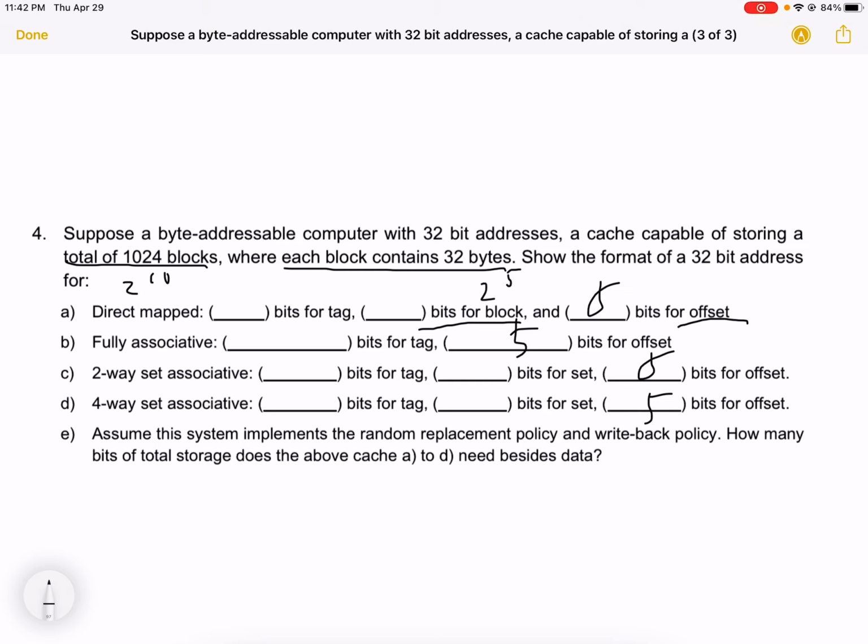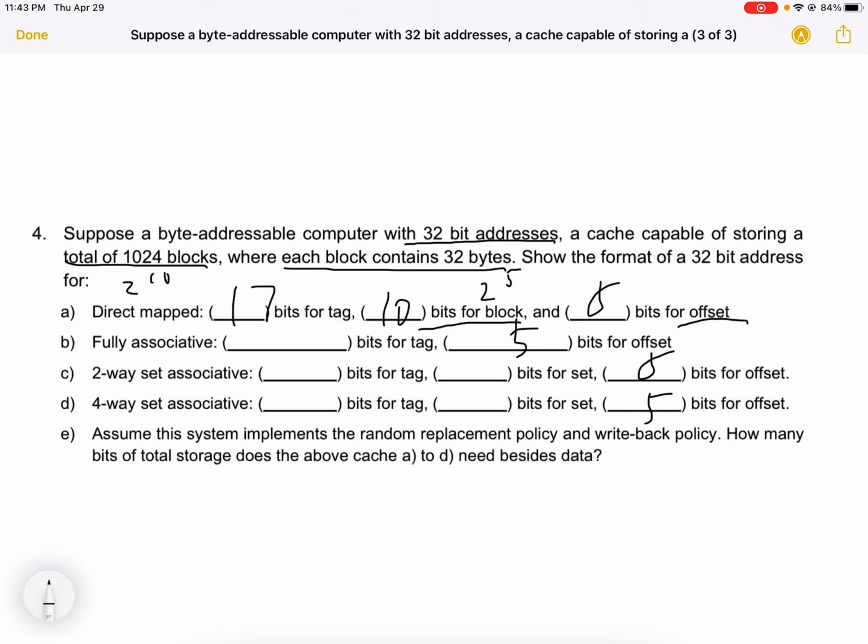Okay, and for the block, it is 2 to the 10th power, so here's 10 bits. And the tag is whatever is left after we use the total bits to subtract the number of bits in block and offset. So it's 32 minus 10 minus 5, which gives us 17.